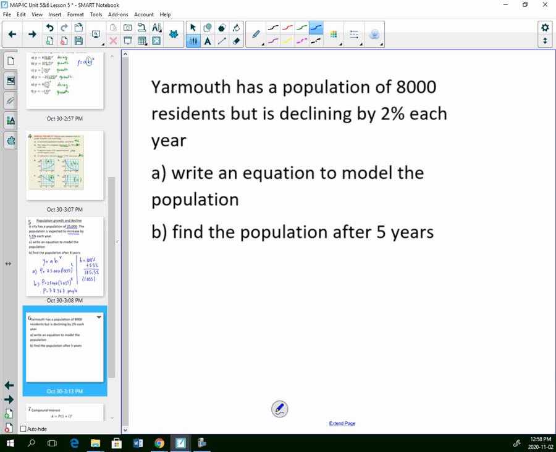Okay, this is another population. So it's starting with 8,000 people. This time it is going down by 2%.